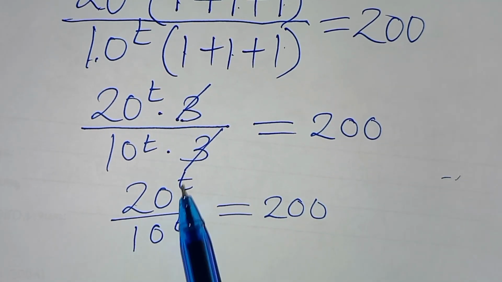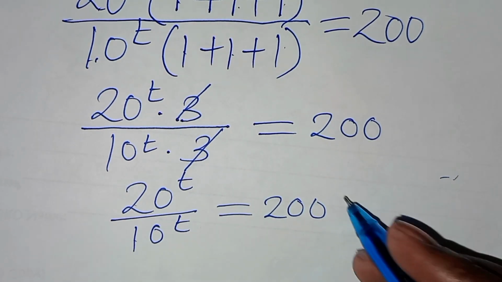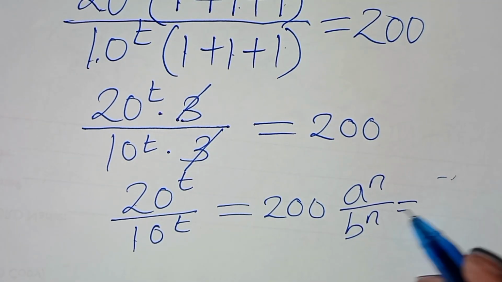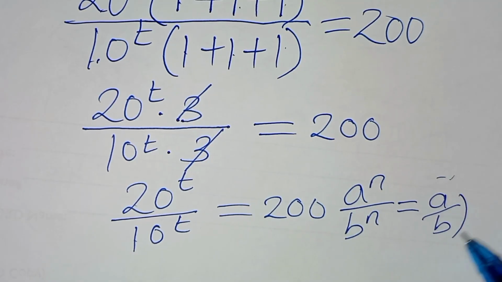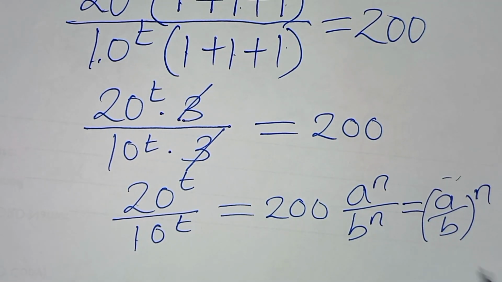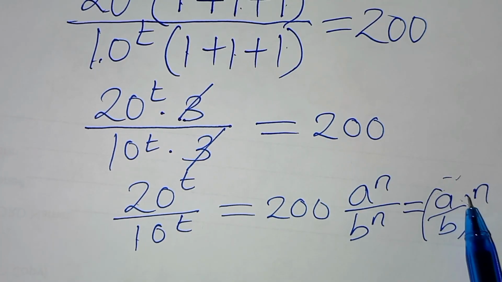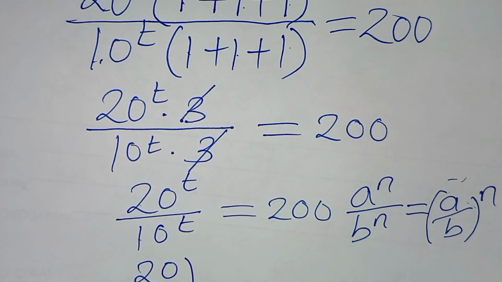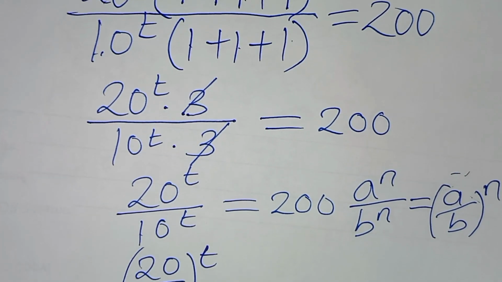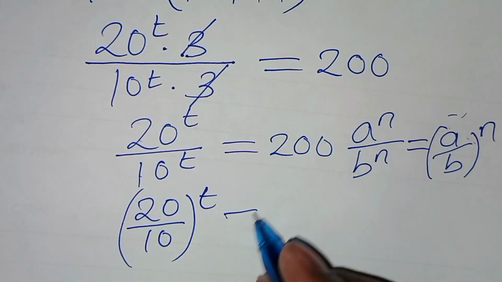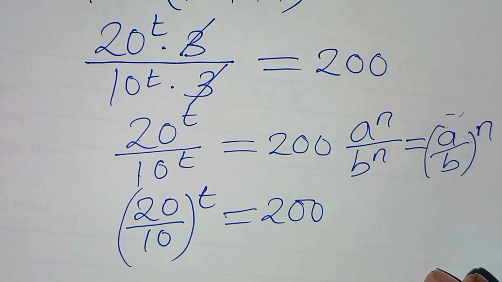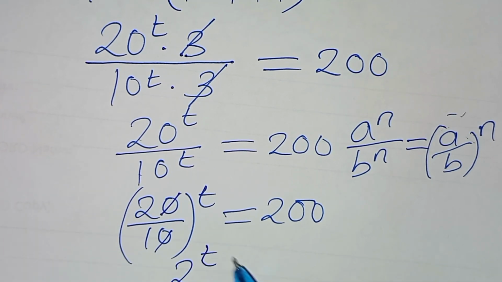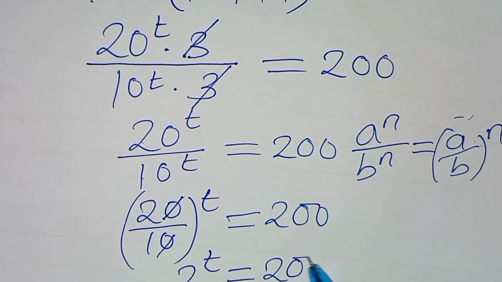Now, you find that 20 to the power t divided by 10 to the power t, this is in the form of a to the power n divided by b to the power n, which we can express as a over b raised to the power n. Let's apply this exponent property so that we'll have 20 divided by 10 raised to the power t, this is equal to 200. Let's simplify here so that we'll have 2 to the power t, this is equal to 200.